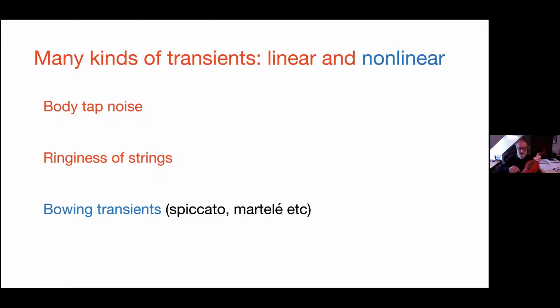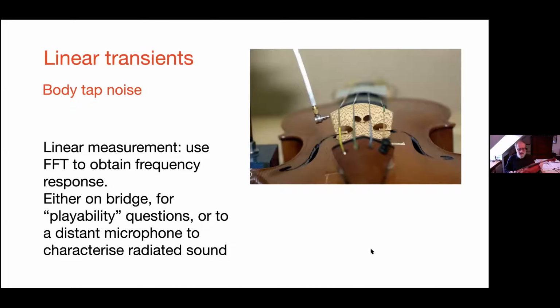One is the noise you hear when you tap the bridge, and the other one is the noise you would hear if you pluck a string. Are you hearing these coming through well enough? Yeah. So the body tap and the ringing strings, but then there are the things that the player does with their bow. And they're in blue because they're non-linear, and we'll come to those. I'll talk a bit about all of these things, and they're not unconnected with each other. So start with the easy things.